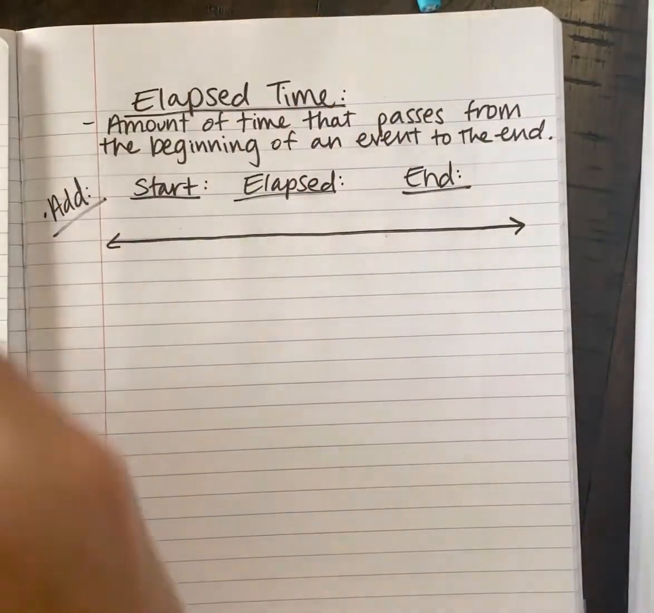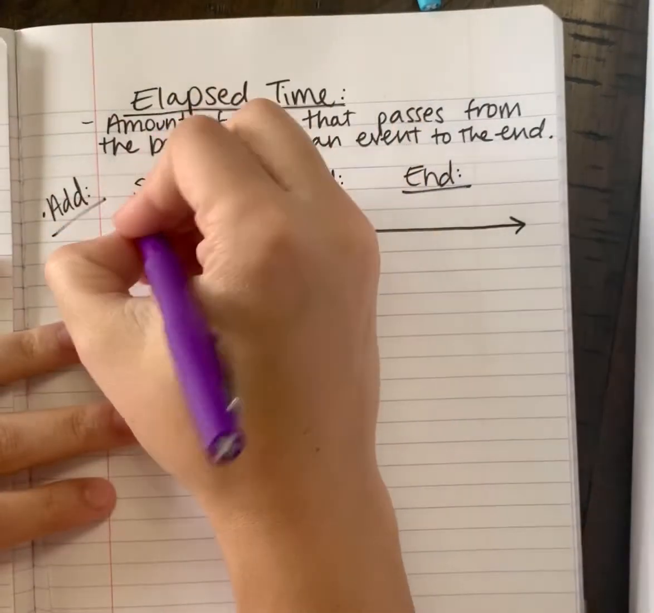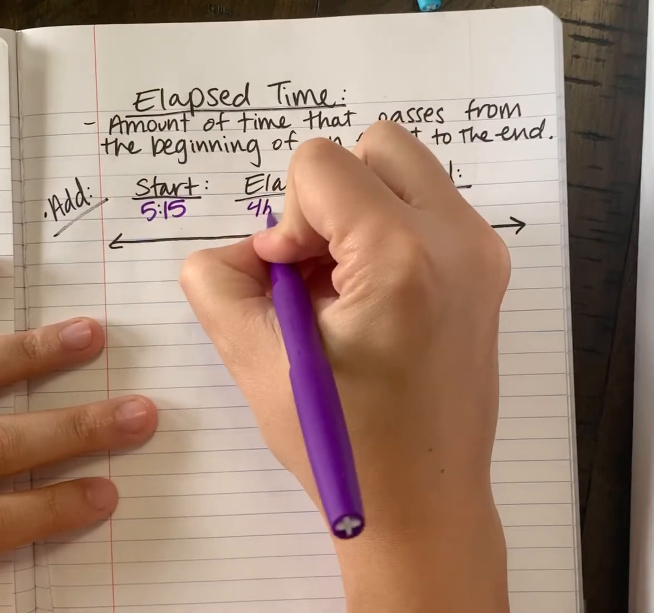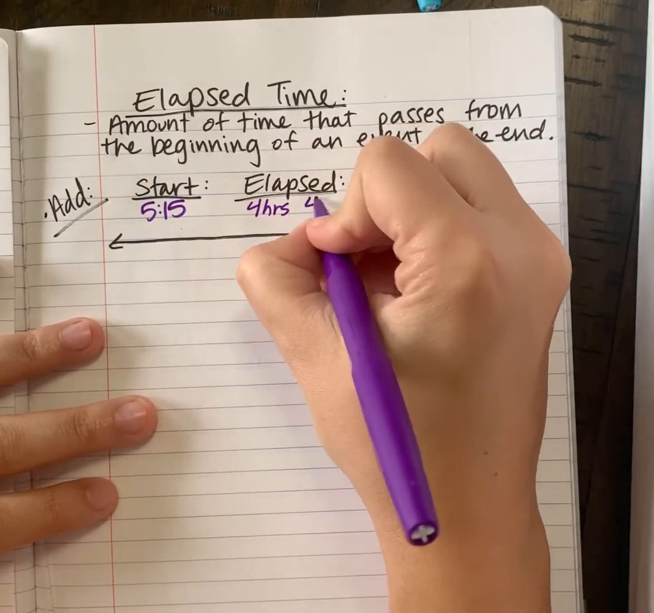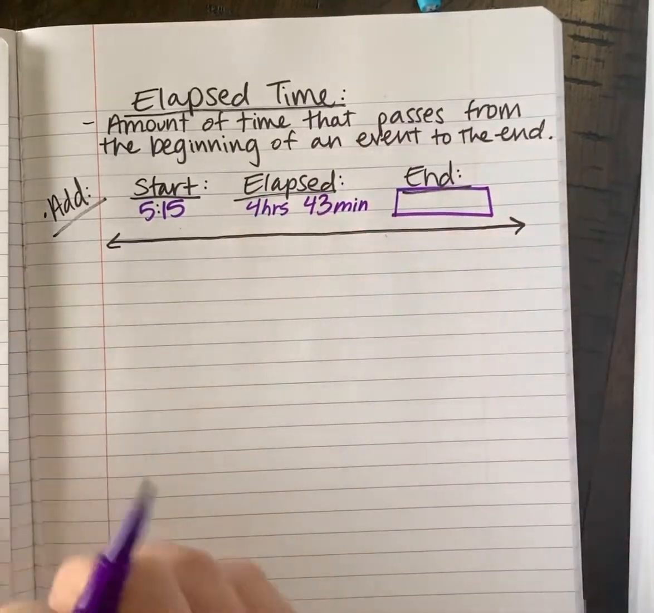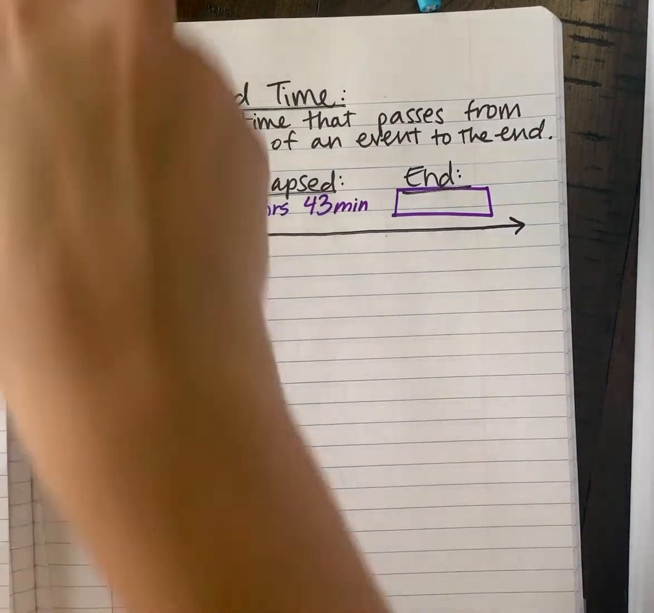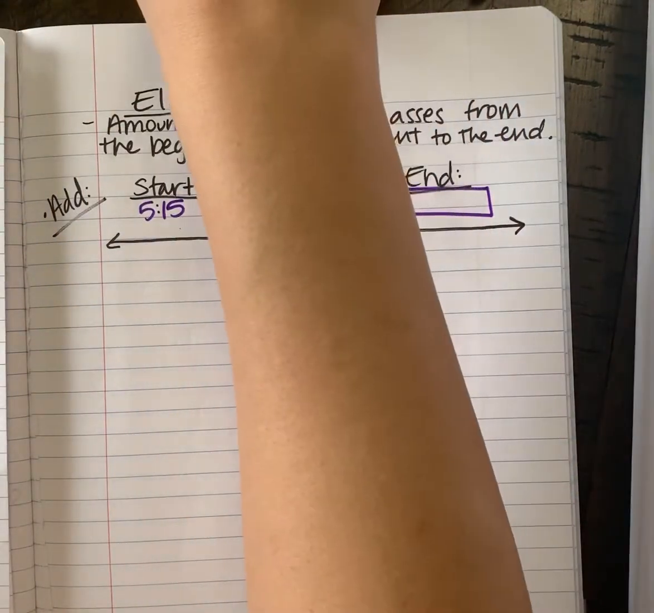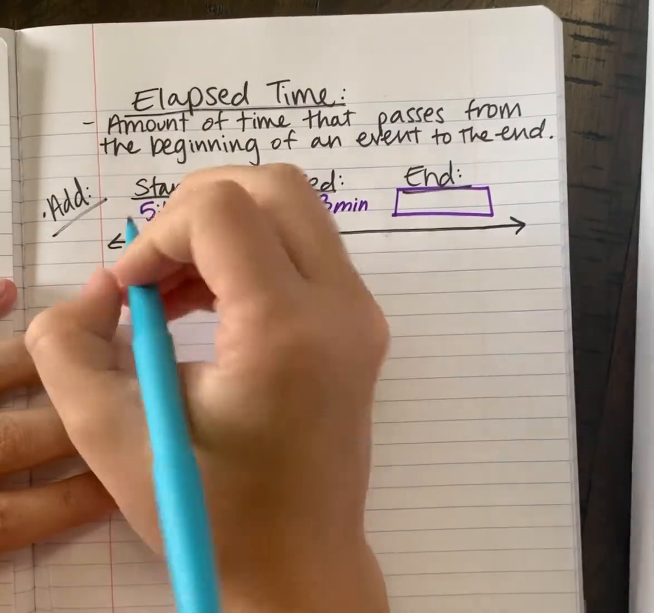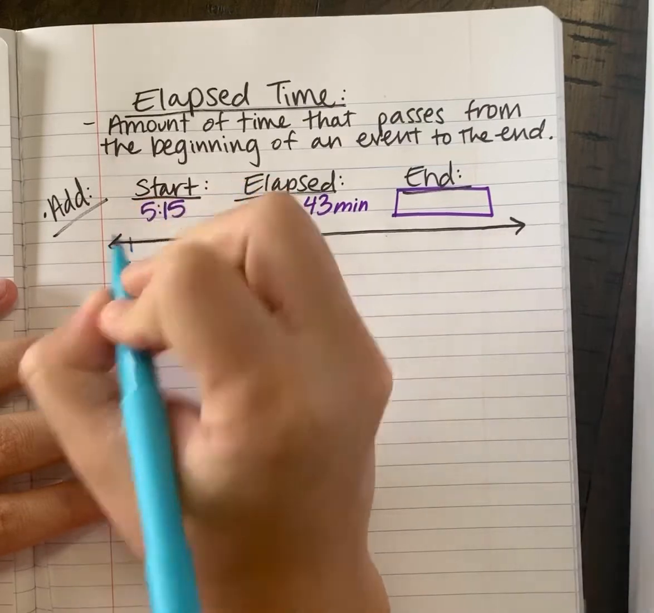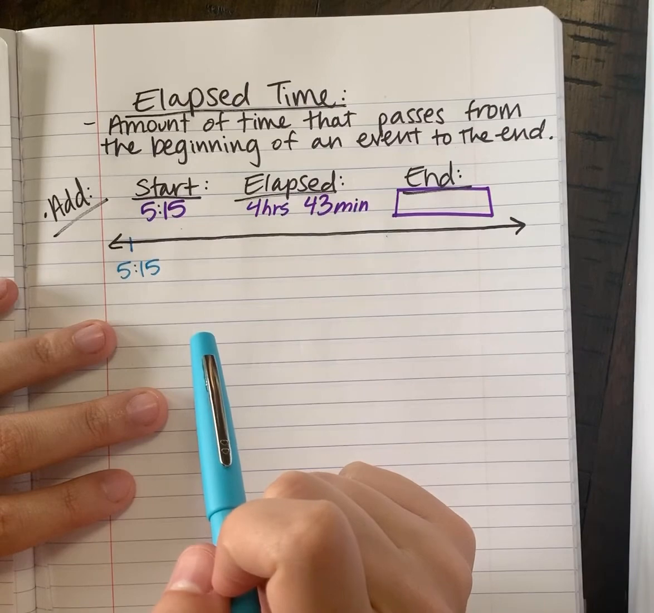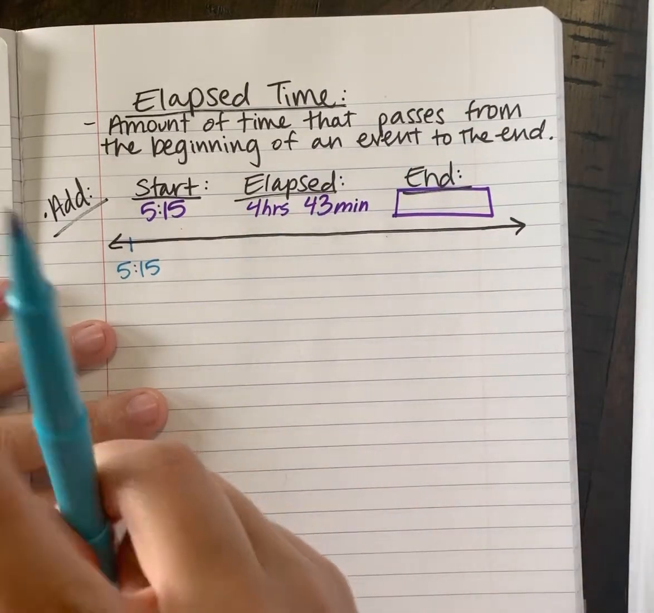Whenever you have to add, they've given you the start time. So let's say our start time is 5:15 and the elapsed time is 4 hours and 43 minutes. In this case, we do not know our end time. That is what we are trying to find. We're going to start at the beginning of the number line with 5:15. Let's say you got home at 5:15 and had 4 hours, 43 minutes until you had to go to sleep. We've got to figure out the time we're going to bed.